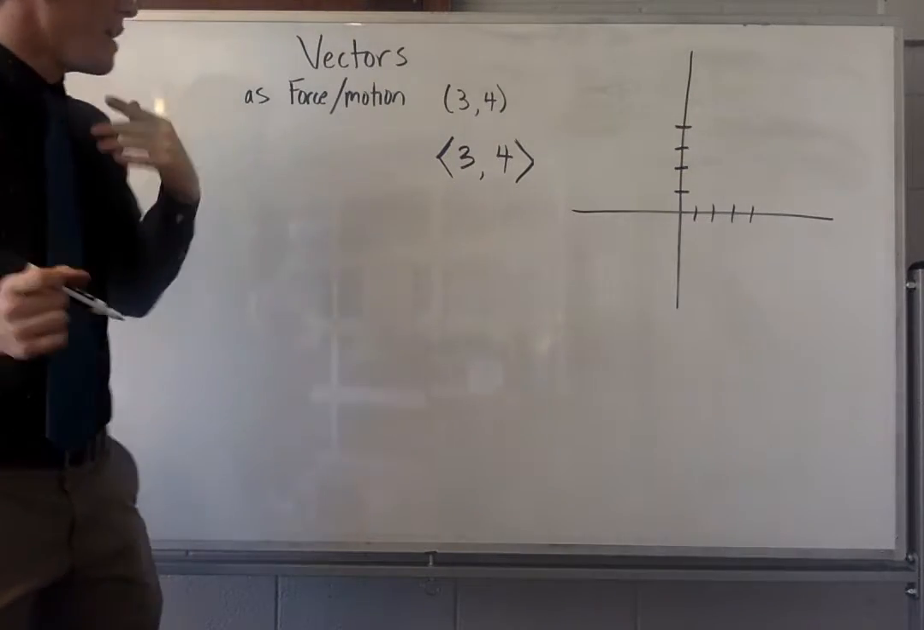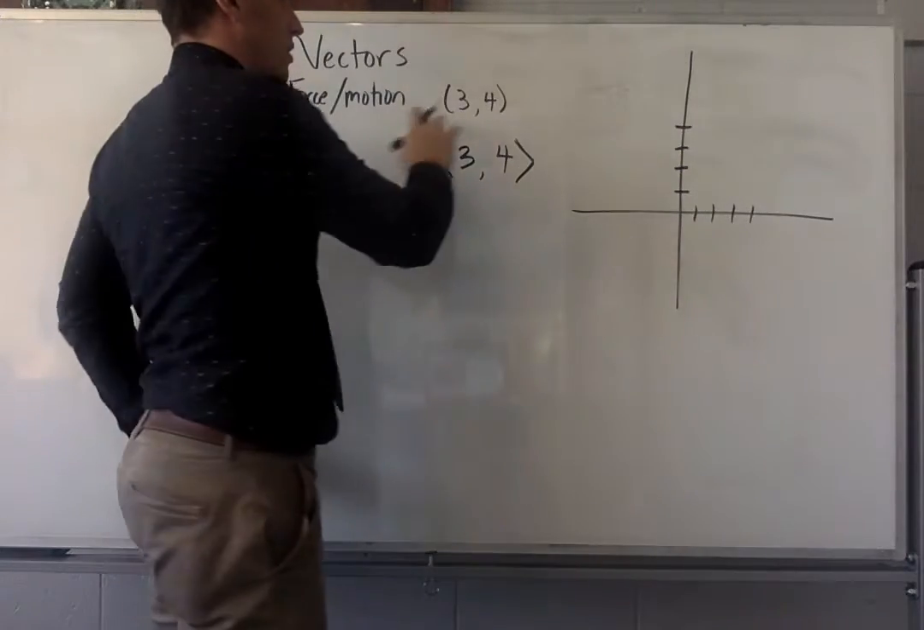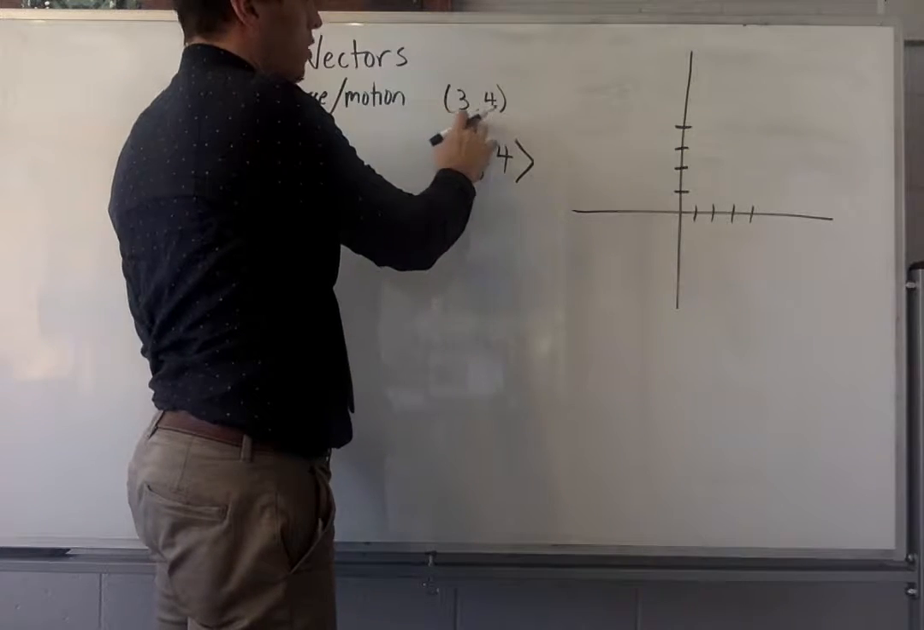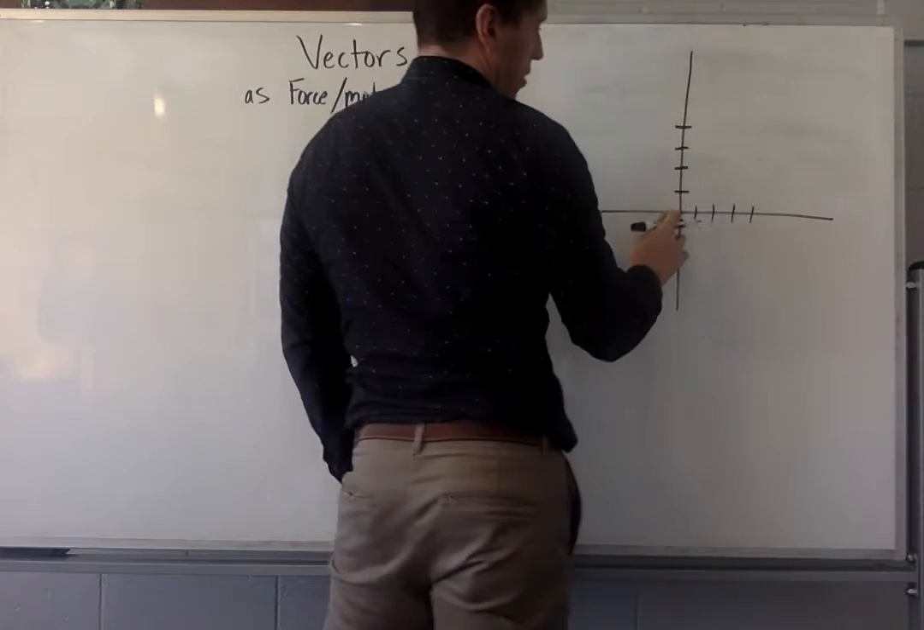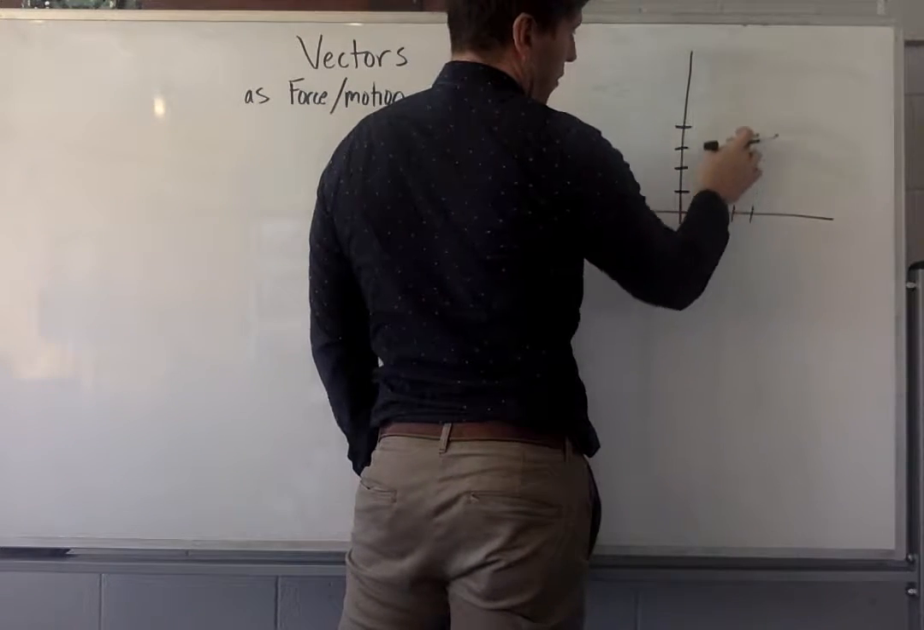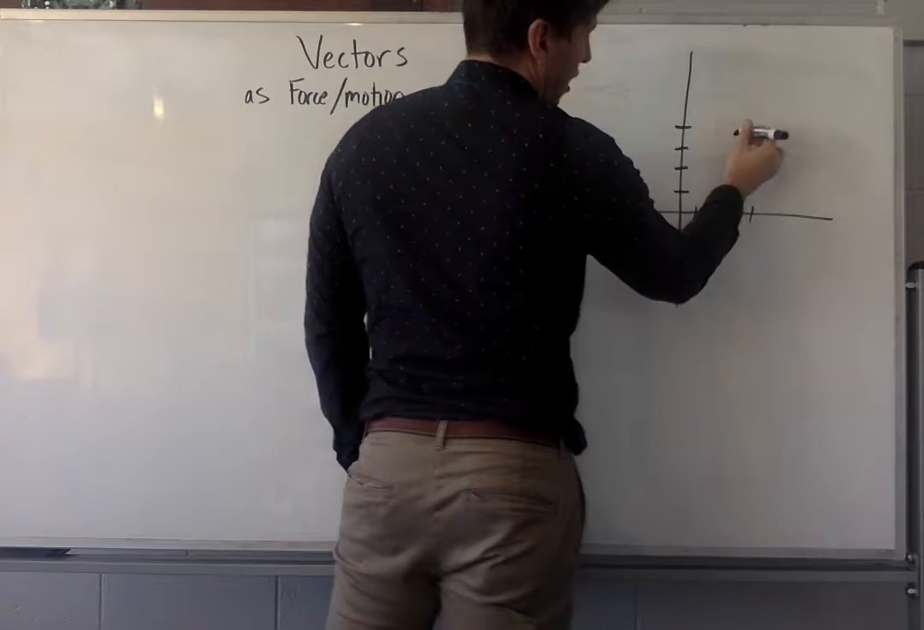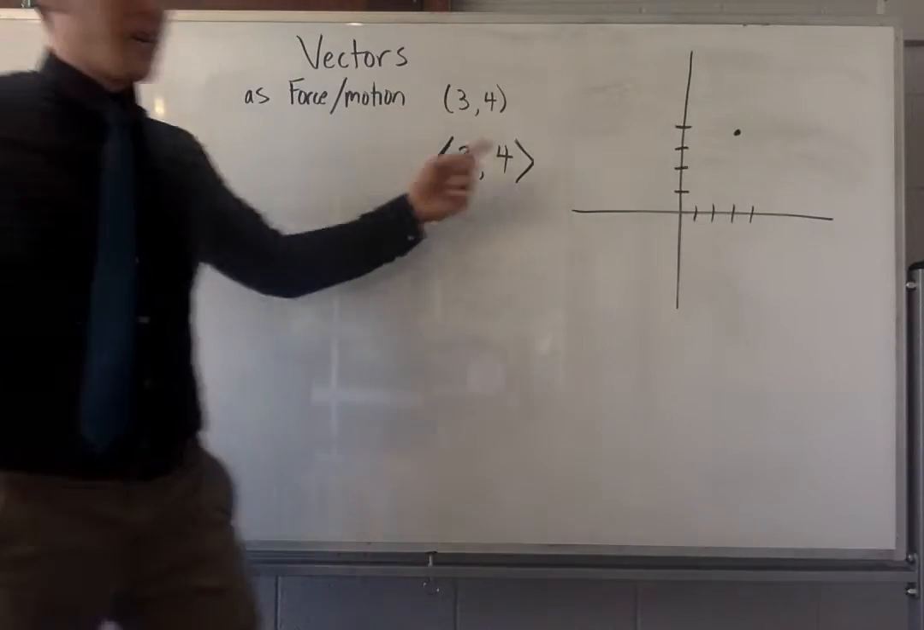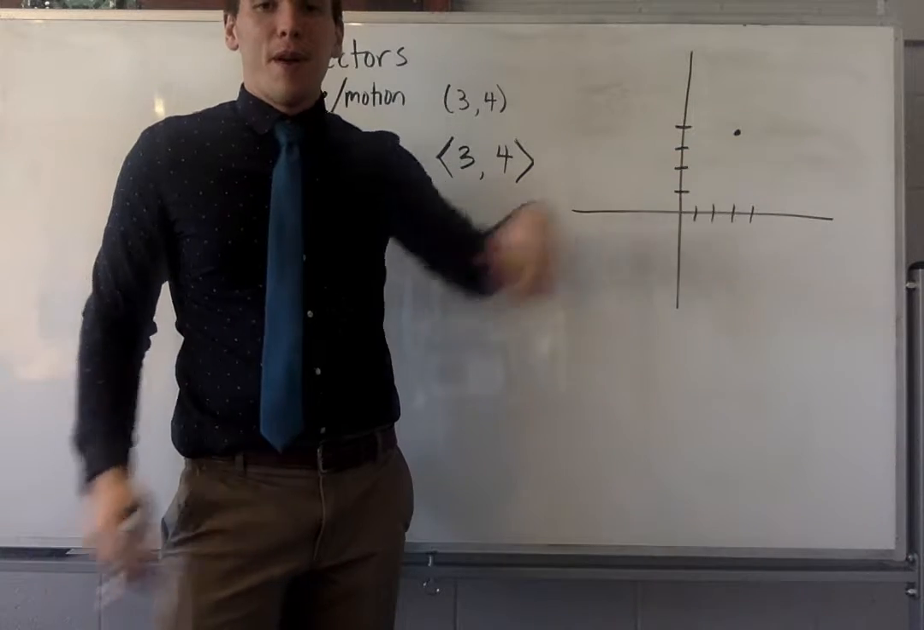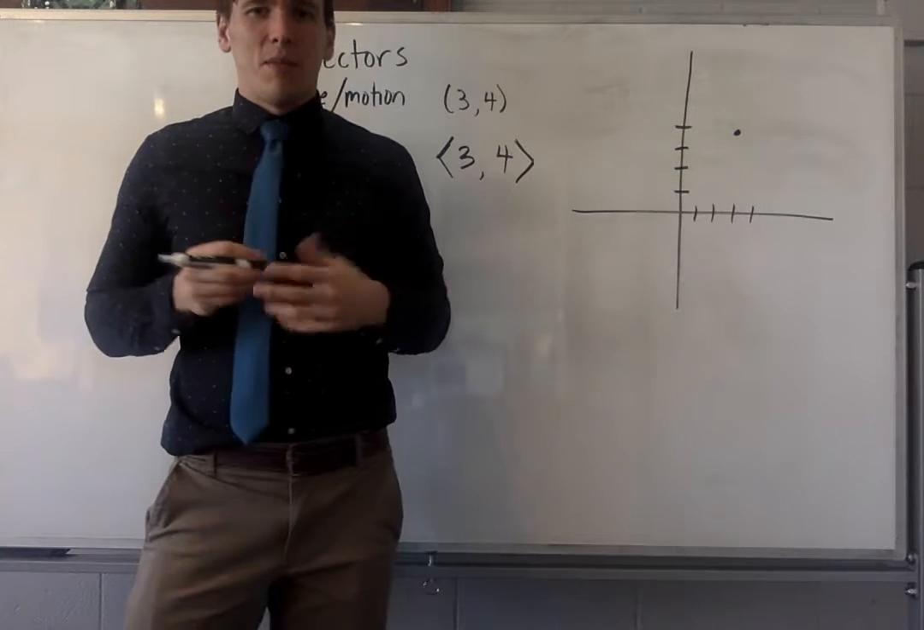Okay, so the difference in meaning here is that a regular point, (3, 4), is referring to a place: 1, 2, 3, 1, 2, 3, 4. So that is indicating location. (3, 4) indicates this location on the map. And that is useful when you're talking about where something is.